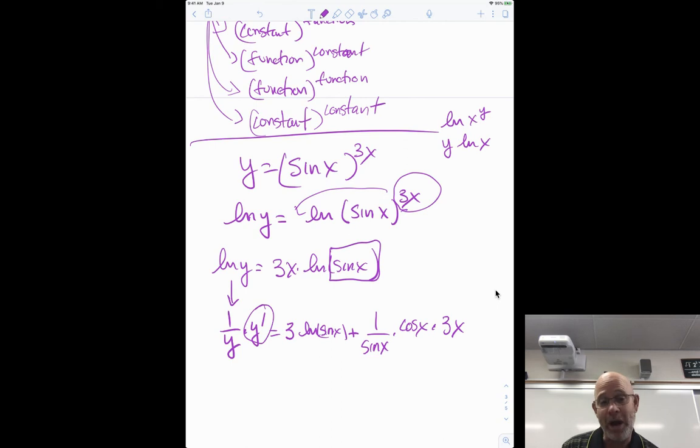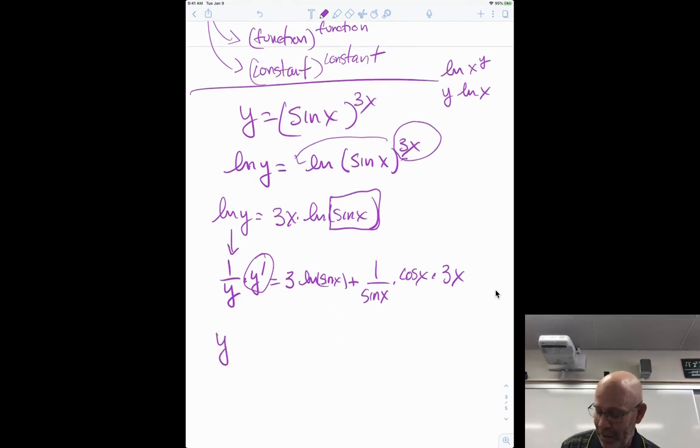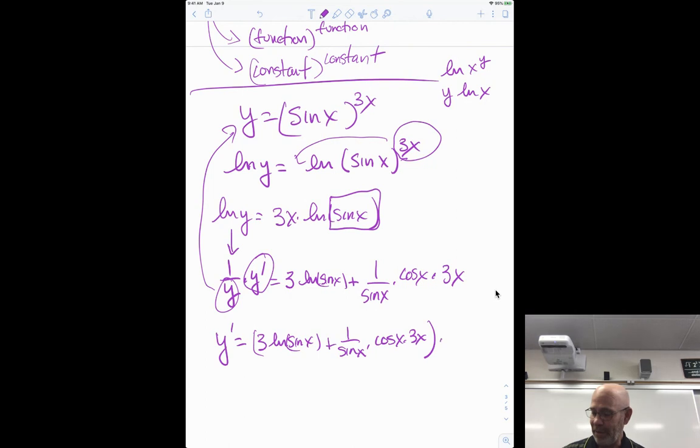And then I'm trying to find y prime. So my last step is to multiply by y. So I'm going to get y prime equals 3 times the natural log of sine x. Oops. I'll do that here. Plus 1 over sine x times, again, don't simplify any of this. There's no reason to. And it's going to be all of this times y. The catch is we know what y is. So you can't just leave that y over there. We go all the way back to the beginning. Y is up here. So I'm going to multiply this by y because I'm solving for y prime. But my y is sine x to the 3x.